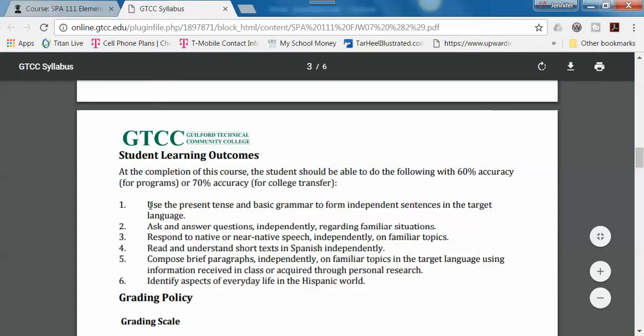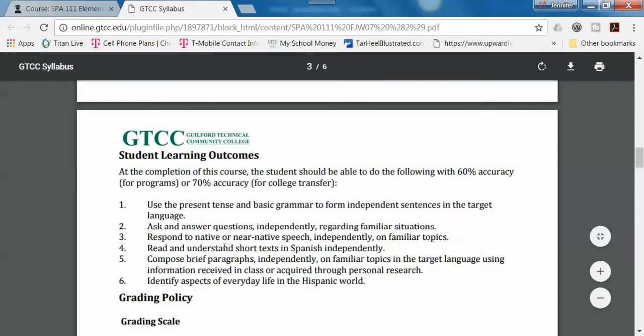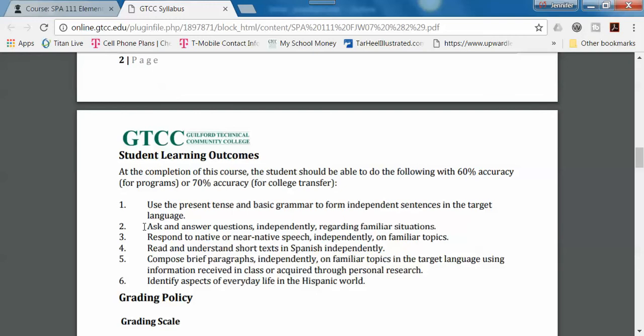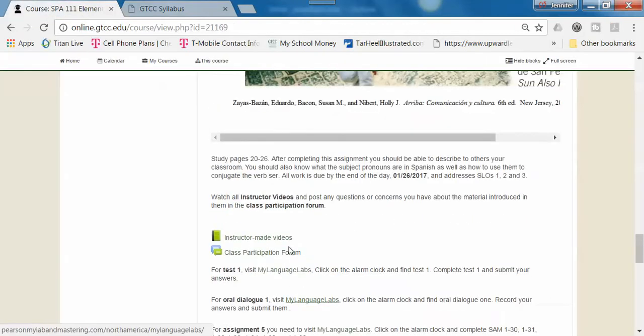So the exercises that you do should help you to better use the present tense, to form independent sentences, to ask and answer questions independently, and to respond to native or near native speech on familiar topics. So it'll be focusing on your writing, your ability to answer questions, and your ability to speak Spanish. Those are the things that the activities will be assessing this week.